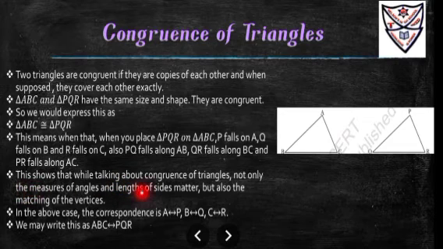This shows that while talking about congruence of triangles, not only the measures of angles and the lengths of sides, but also the matching of the vertices matters. So these lengths are also matching these vertices. In the above case, from this what we get is: A corresponds to P, B corresponds to Q, and C corresponds to R. So according to these triangles, what we may say is triangle ABC corresponds to PQR.